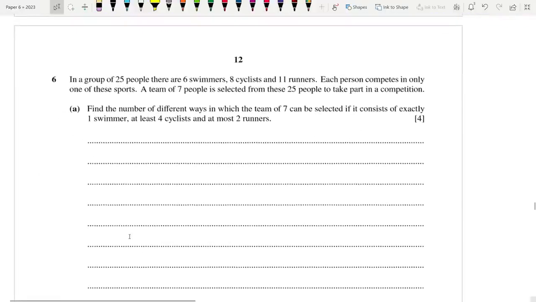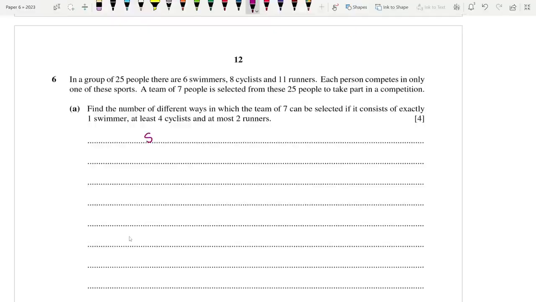In a group of 25 people, there are 6 swimmers, 8 cyclists, and 11 runners. Each person competes in only one of these sports. A team of 7 people is selected from 25 people to take part in the competition. Find the number of different ways in which the team of 7 can be selected if it consists of exactly one swimmer, at least 4 cyclists, and at most 2 runners.